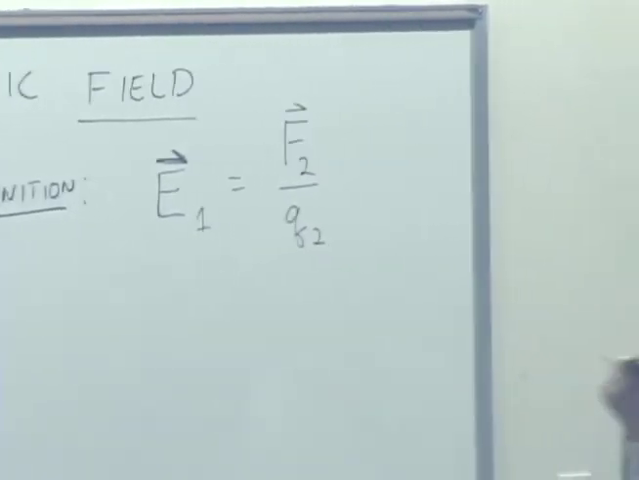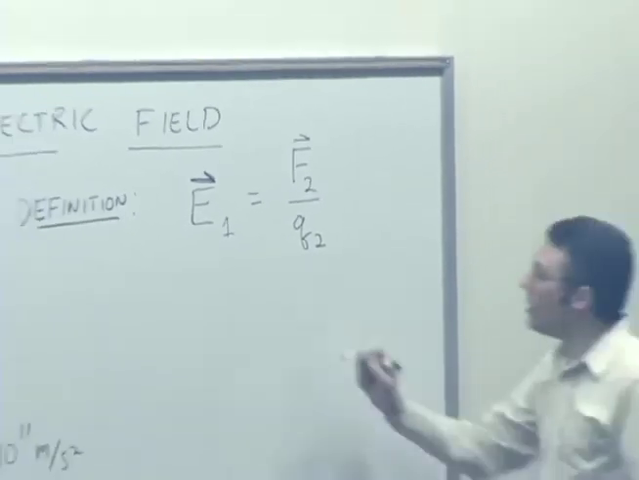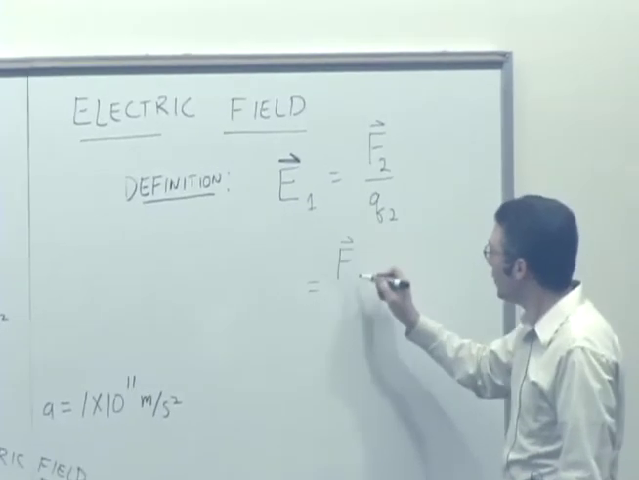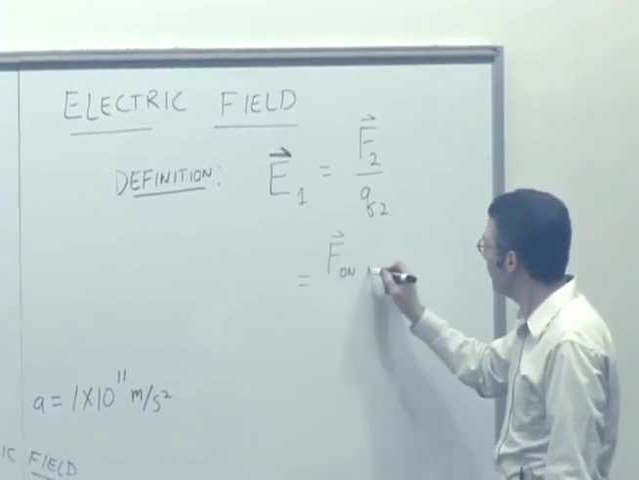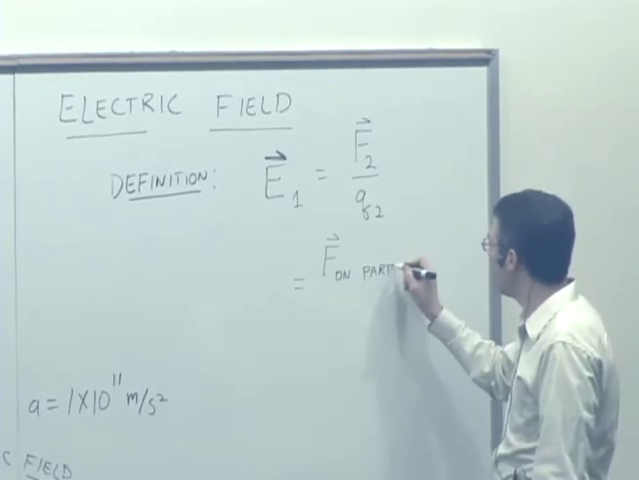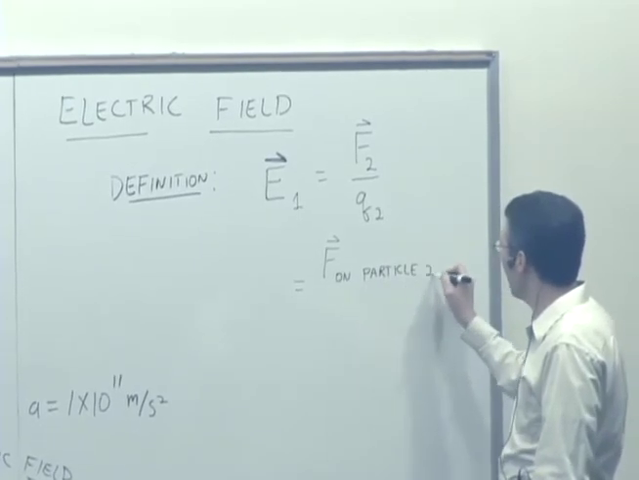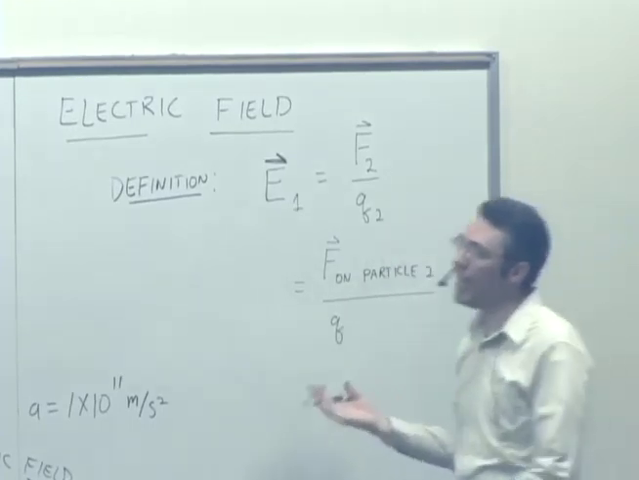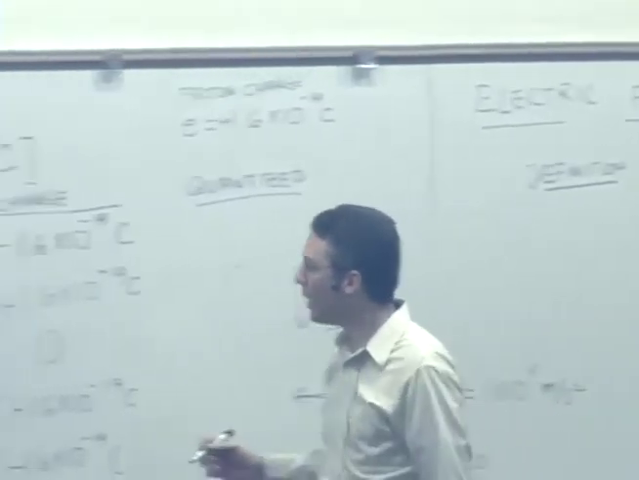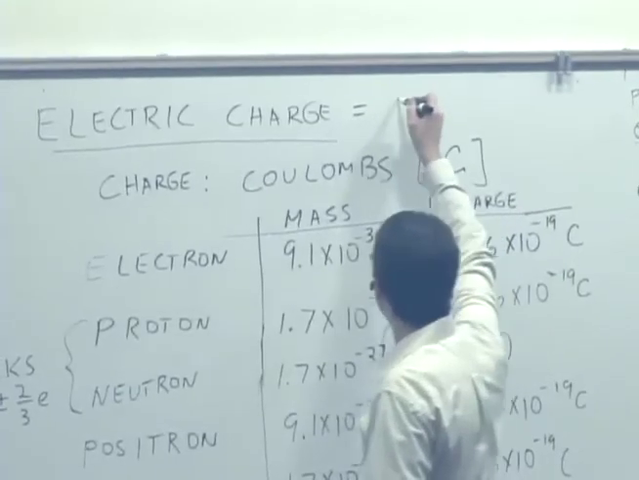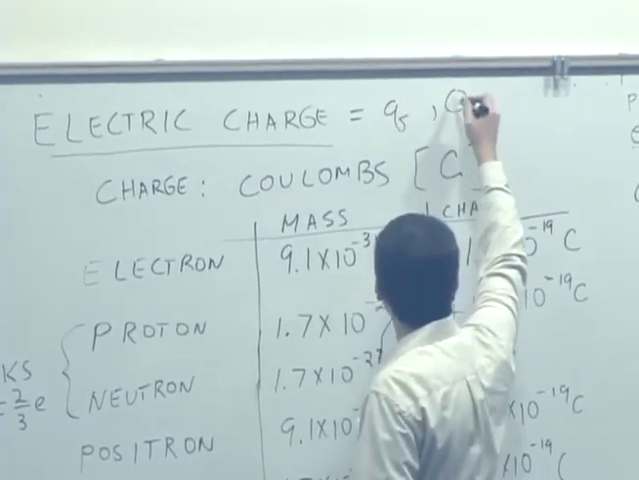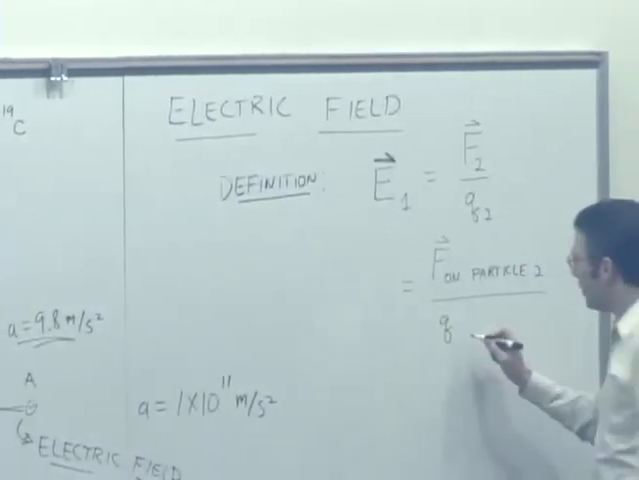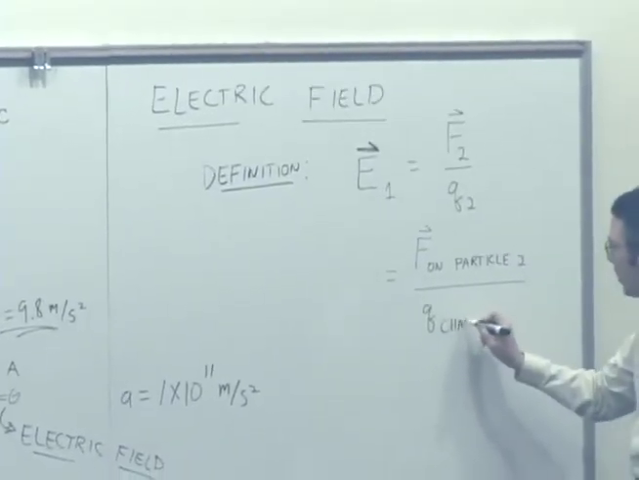Now, what do I mean by these subscripts? Well, the way to interpret this is that this is the force on some particle, and we'll just call it particle 2. Q, what is Q? Q we use to indicate charge. Okay, so the symbol for electric charge we often use little q or capital Q sometimes. So Q is the charge, and this is the charge of particle 2.